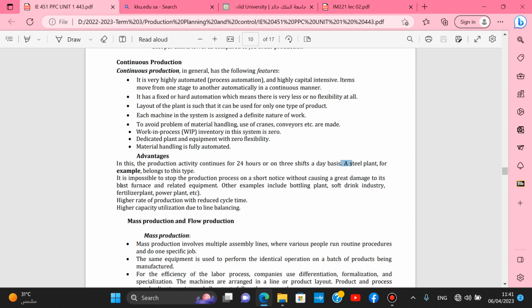Higher rate of production with reduced cycle time. So there is a higher rate of production. The cycle time is reduced بما أنه automated، يعني بيمشي على طول ما يوقف. Higher capacity utilization due to line balancing. الكاباسيتي utilization is very high لأن الماشين أصلا ما توقف، على طول وهي بتمشي.